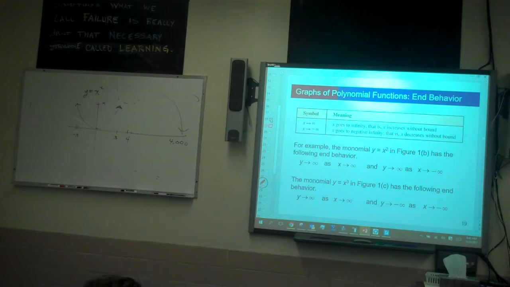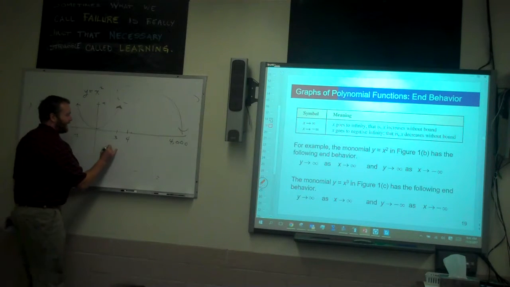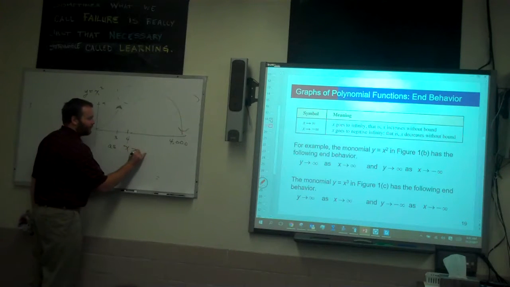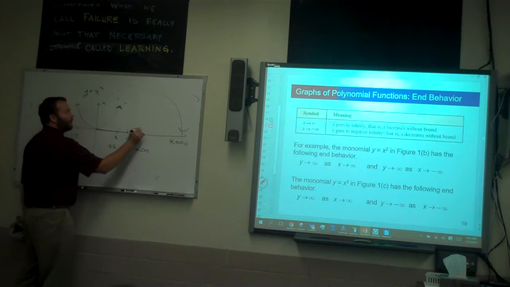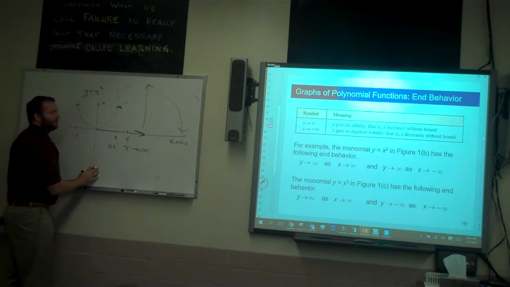Okay? So what we're asking here, whenever we talk about end behavior, we're always using infinity, whether it be positive or negative. Okay? So if I look at that parabola that we just graphed on the board, and I want to determine the end behavior, I would say, as x approaches infinity, as I'm going that direction on the x-axis, where are my y values going?